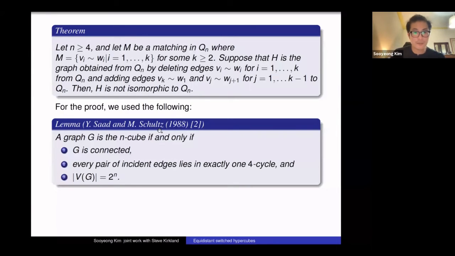The proof is done by considering the second condition here. This is an equivalent condition for G to be an n-cube. So we have three conditions, and especially we focused on the second condition, and we used contradiction. So we are able to prove this. This implies that the hypercube and the equidistant switched hypercube are not isomorphic.